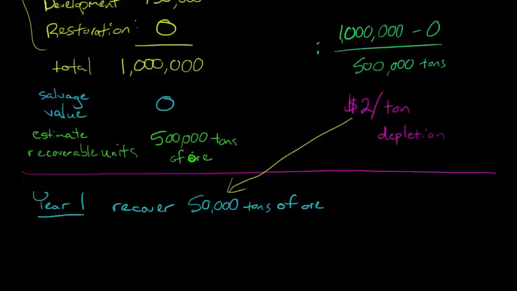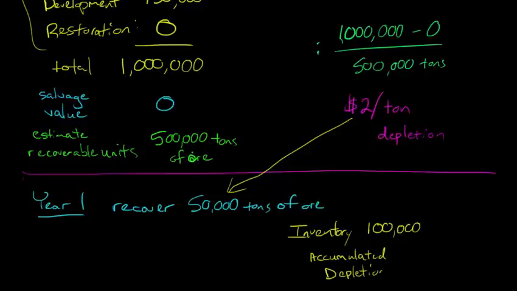Well, we're actually going to debit inventory, because now this ore is in our inventory. We can sell it. That's the whole reason we mined it. So we've got inventory of 100,000. And then we're going to credit accumulated depletion, our corresponding credit, and that's going to be 100,000. Again, that 100,000 is just this $2 a ton, and we recovered 50,000 tons, so there's 100,000 in depletion.